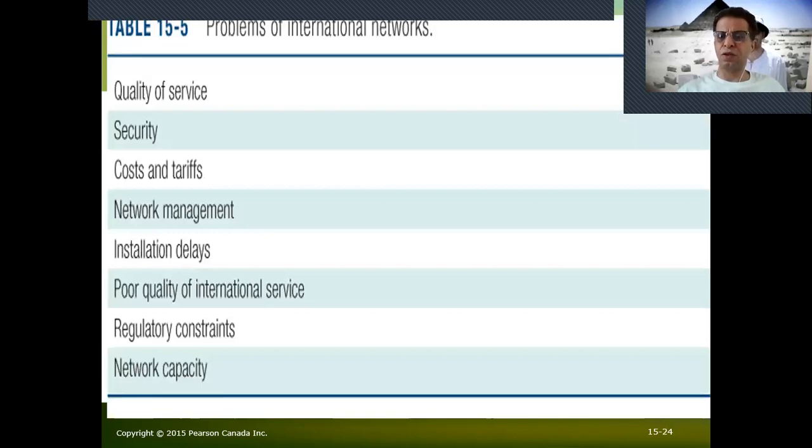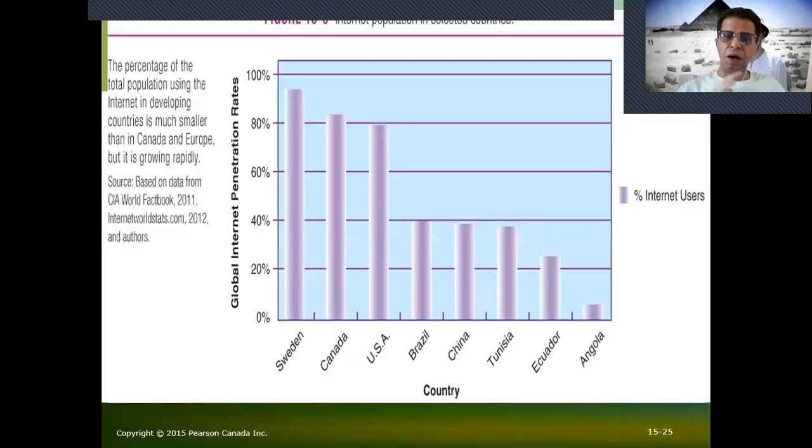Now, the problems of the international network: things like the quality of service, security, and costs and tariffs. You might face poor quality of international services or even network capacity limits. Also there is the percentage of total population using the internet. You notice here, for example, Angola has the lowest percentage using the internet, while Canada and the USA follow Sweden. That is another challenge, and other countries are catching up very fast. The percentage of the population using the internet in developing countries is much smaller than in Canada and Europe, but it is growing rapidly.